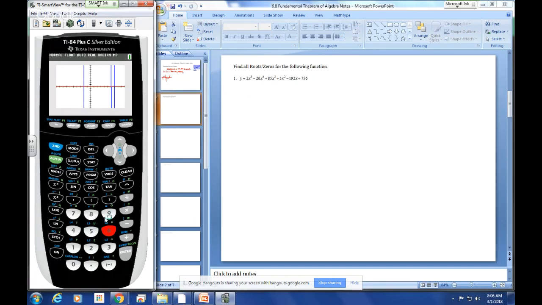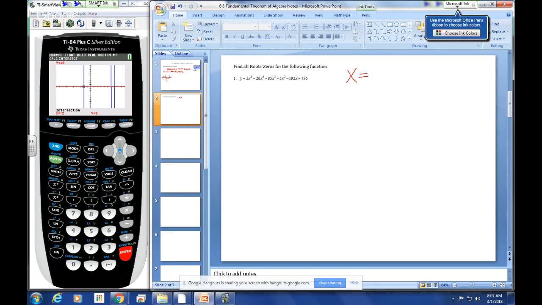This is the easiest way to find roots, through the calculator. So I'm going to hit second calc, intersect. Okay, and we've done this. I'm going to hit enter until it says, in the bottom right or left hand corner, intersect. And there's one of my answers. X equals -2 is one of my answers.